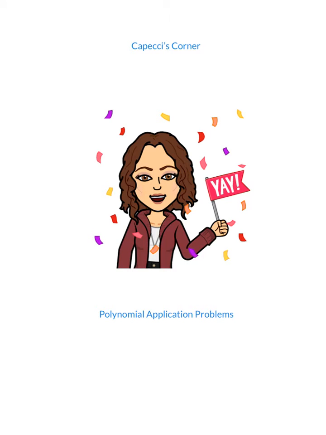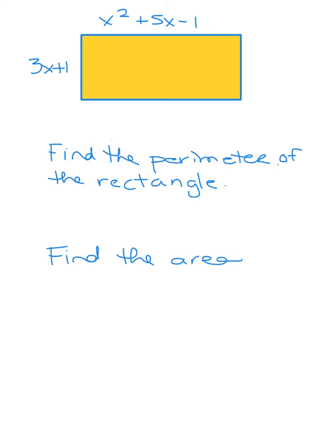Today on Capechi's Corner, we are going to complete some polynomial application problems. If we're given a figure and we're asked to find the perimeter, we know perimeter means we're going to add up all the sides. Now it says find the perimeter of the rectangle, so in this case we know that we have a rectangle, so the opposite sides are the same.